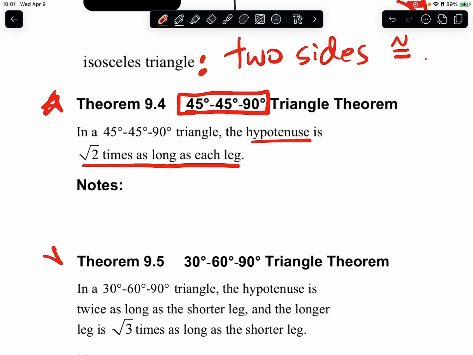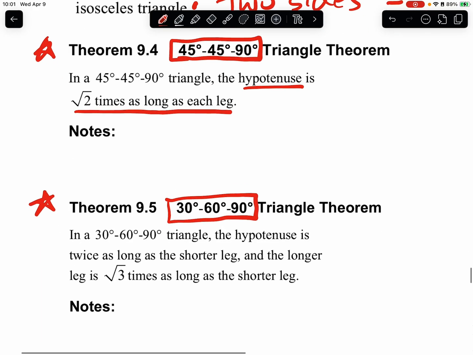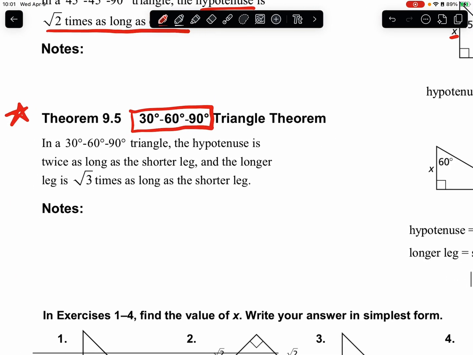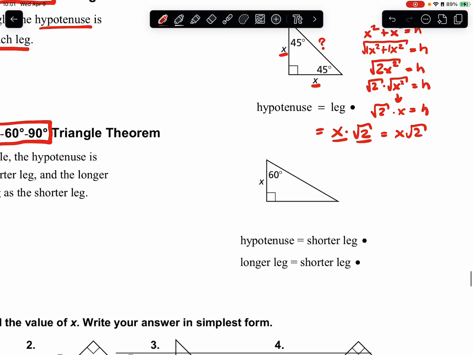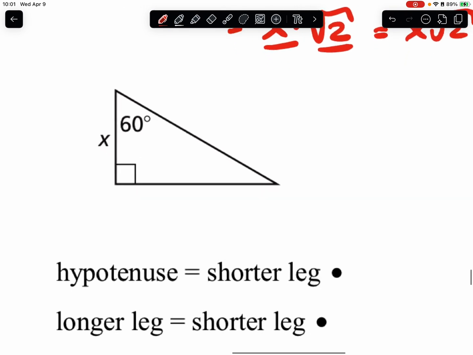Our second and final special triangle is the 30-60-90. This is seen frequently out there in the real world. It shows up in a lot of different places. So let's look at this one. It's a little bit trickier. So notice again, we've got the 90, so we know the hypotenuse is over here. We know this angle here has to be 30 degrees because these two angles need to be complementary.